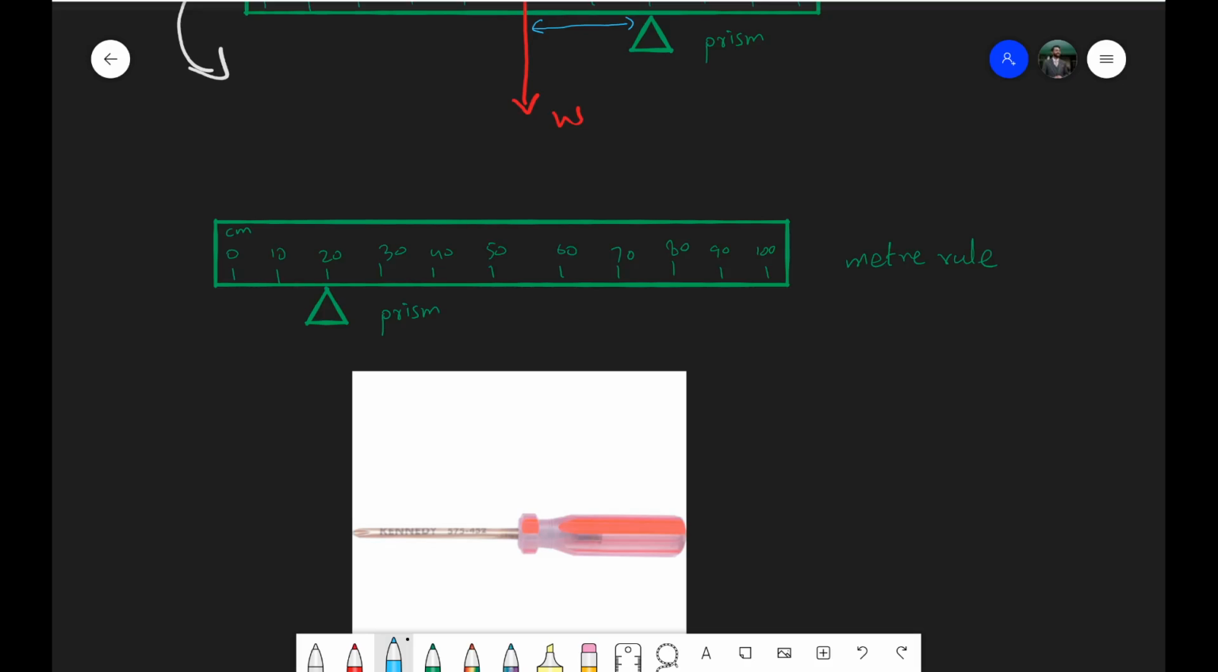And similarly, if you look at this diagram, the prism is now at the 20 centimeter mark, and we have an intuition of a situation like this, that this meter rule is going to rotate clockwise and it's going to fall to the right. And again, the reason is center of gravity is at the 50 centimeter mark, so the weight produces a clockwise moment because it is to the right of the pivot.